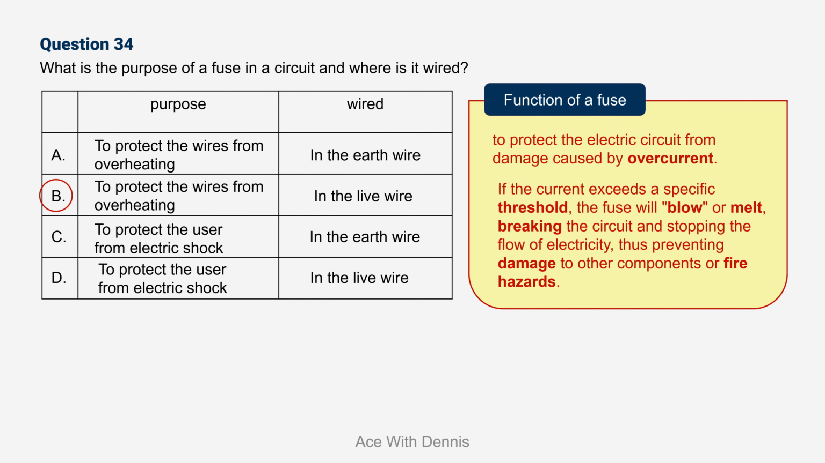So over here is to prevent fire hazards. Therefore, the answer will be B. The purpose is to protect the wires from overheating and thus prevent fire hazards. And of course, it has to be wired in the live wire because the live wire is the wire that carries the current. Okay, to protect the user from electric shock, usually this is the purpose when we want to earth an electrical appliance. And that's the function of the earth wire.